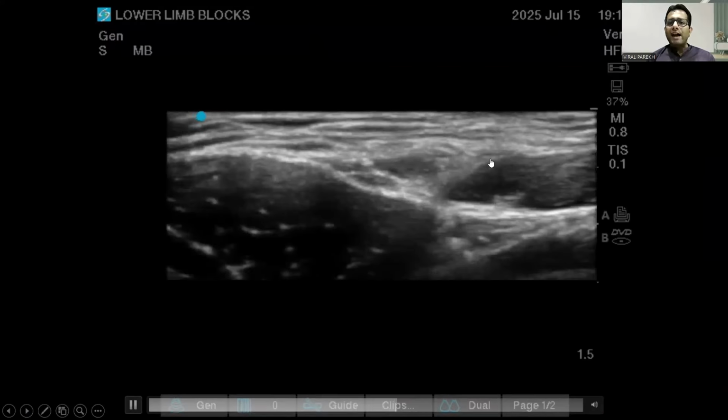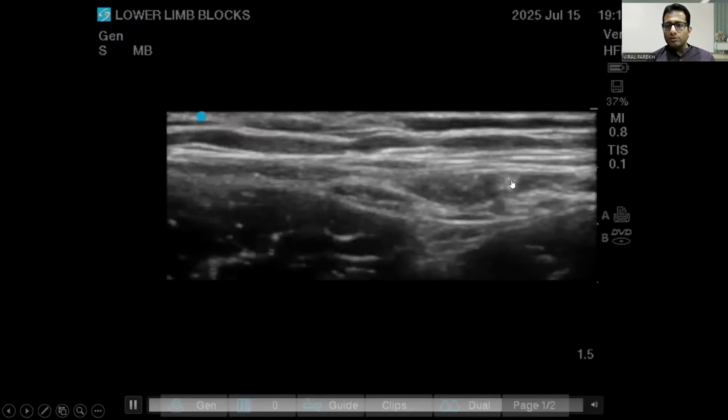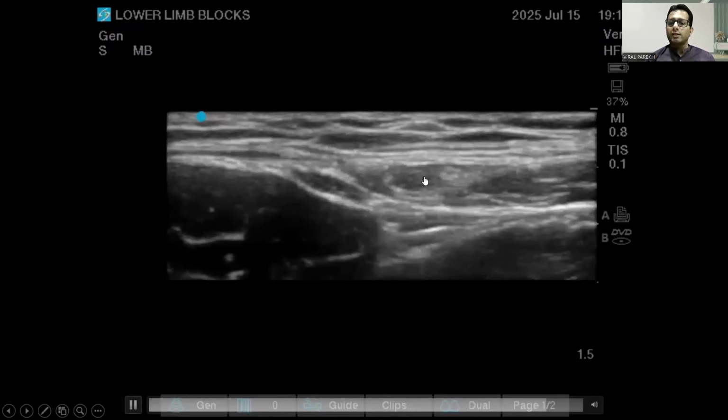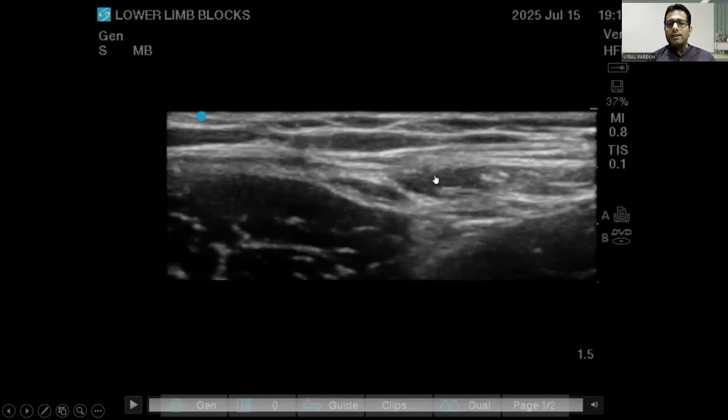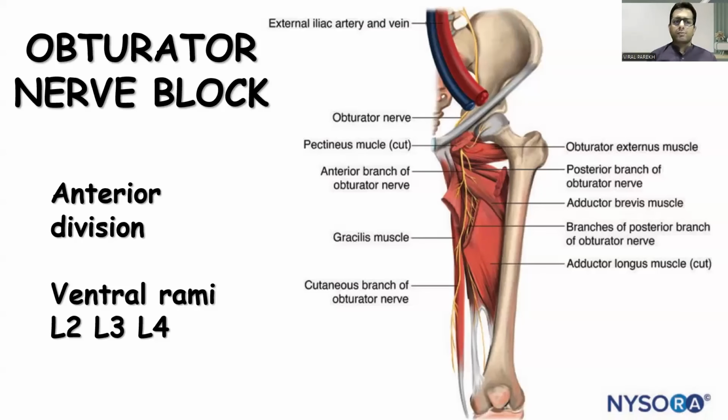So this is the fat-filled tunnel, and if you can appreciate, these are the two further divisions of the lateral femoral cutaneous nerve, which we can determine in this image. So the nerve we can approach in plane or out of plane. Around 5 to 6 ml of local anesthetic is sufficient. Coming to the third block, it is the obturator nerve block.